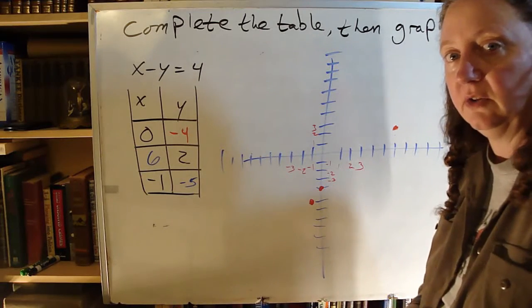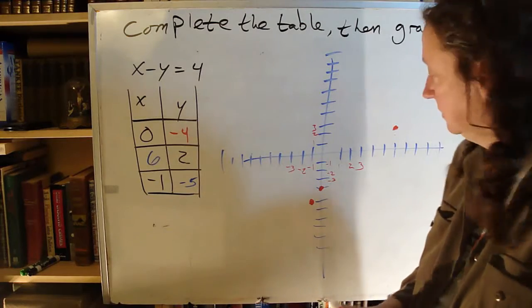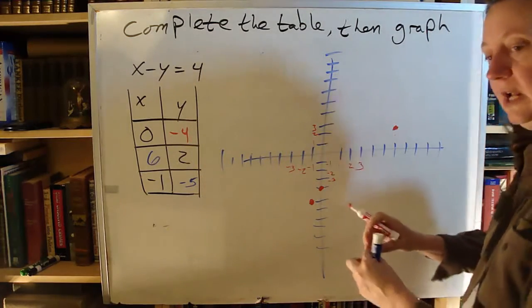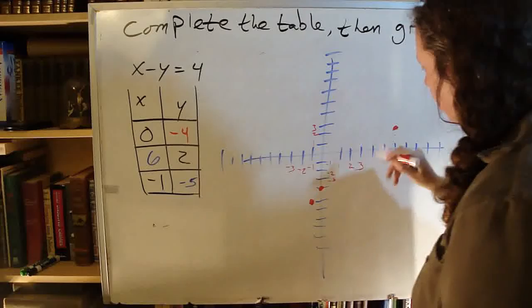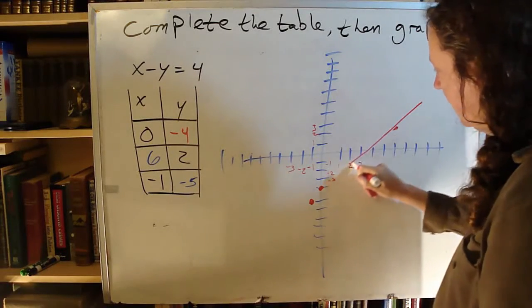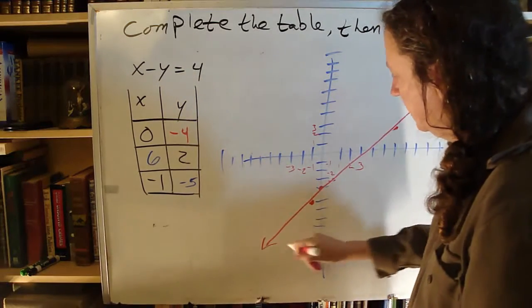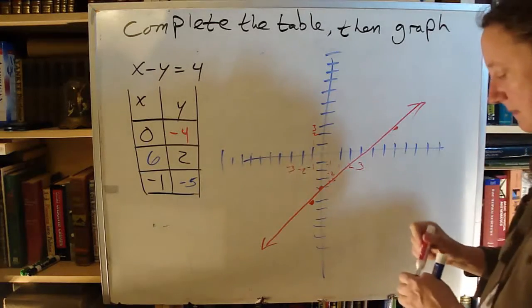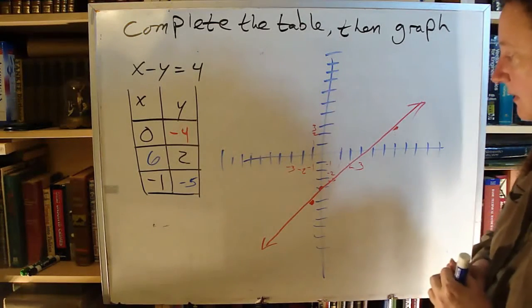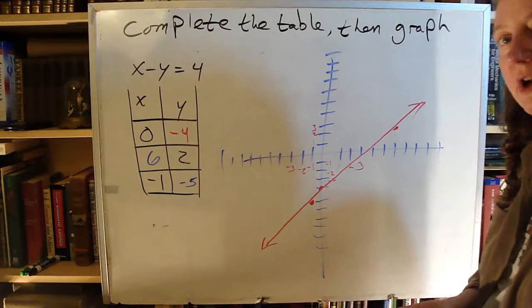I've plotted my dots. I still need to draw my line. So I get out some sort of straight edge, and I make as straight a line as I can. Now my graph is done.